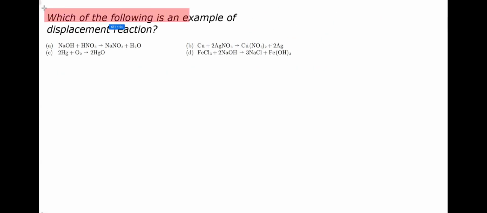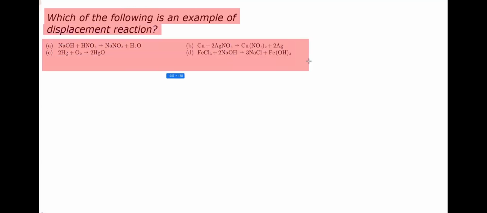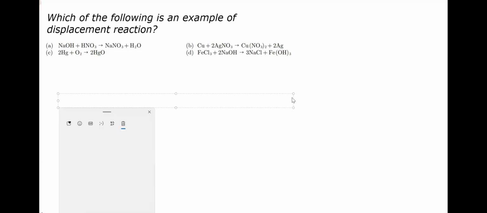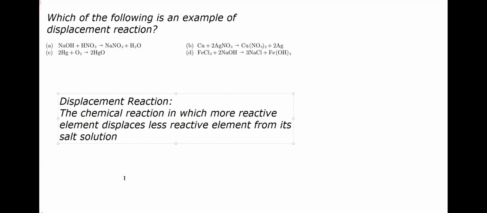In this question, it says, which of the following is an example of displacement reaction? And these are the four options given over here. Now, before we think about the right answer, let's understand once again what is a displacement reaction. A displacement reaction is a chemical reaction in which a more reactive element, a single element, displaces a less reactive element from the salt solution.